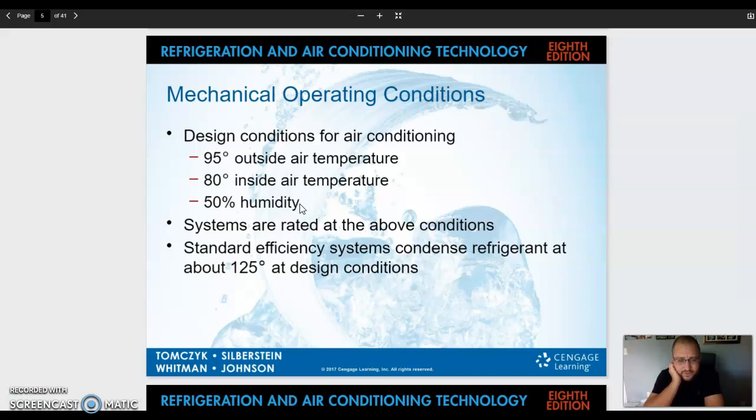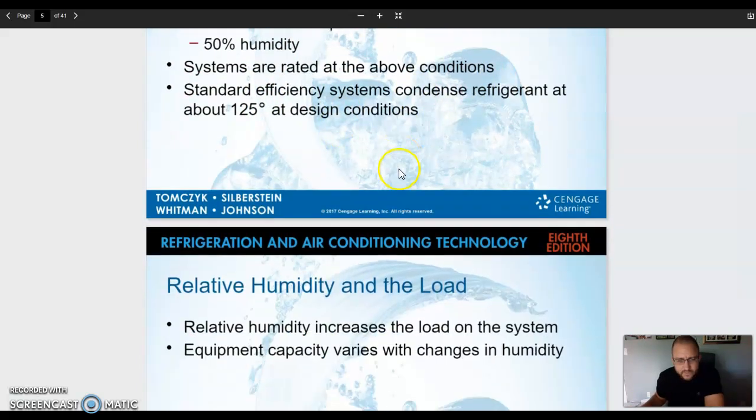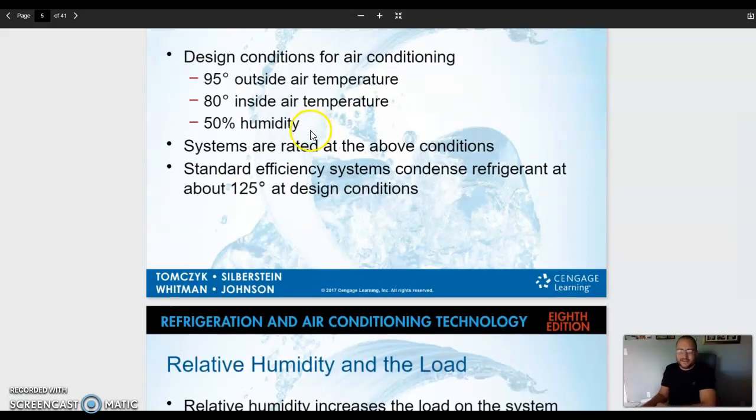So hopefully we're not running an 80-degree inside air temperature. That's the biggest difference from design versus reality, but just want you to know that that's kind of what they're based on. So when they say they're getting 36,000 BTUs or whatever, this is what they're doing it on. Standard efficiency systems condense at about 125 degrees at design conditions.